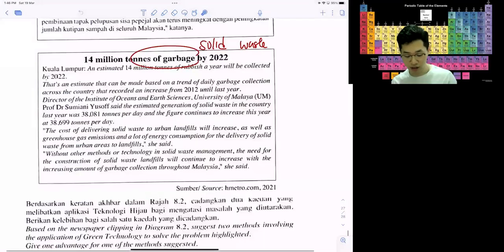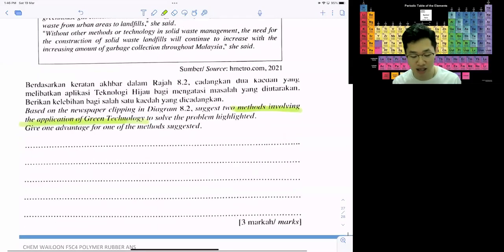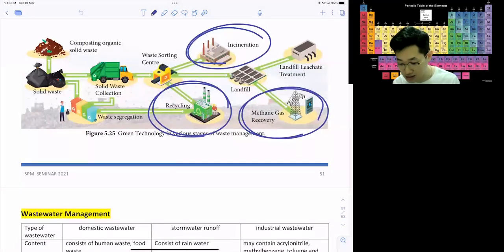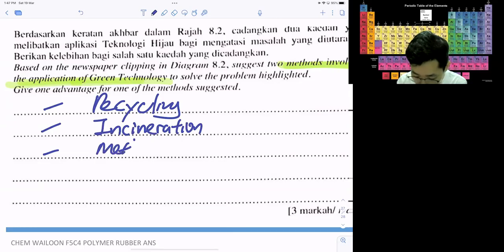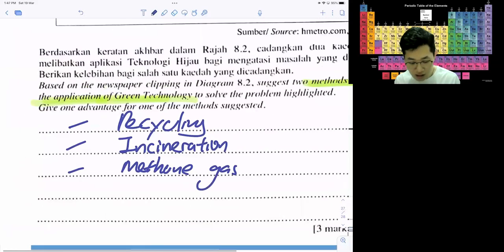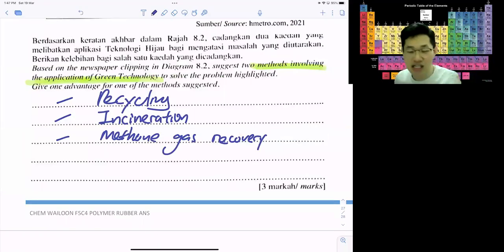So what do you want? Or 2 methods involving the application of green technology to solve the problem. It can be incineration, recycling. Wait, how to spell? Incineration. Methane gas. Recovery. Methane gas recovery means when rubbish decomposes, it produces methane gas. We collect the methane gas and use it as fuel.